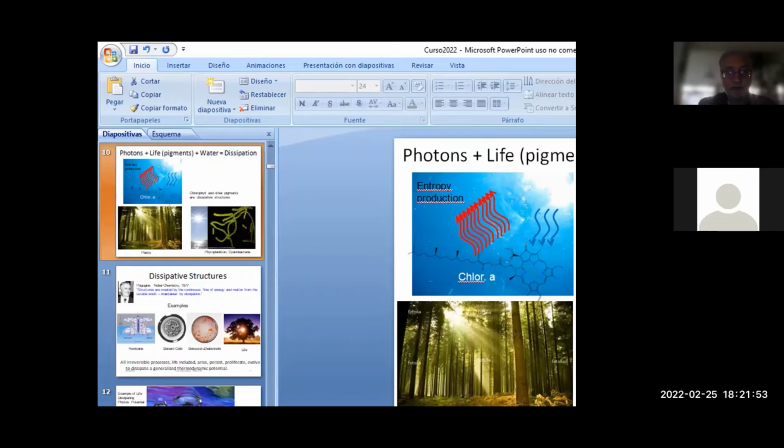Okay, so all irreversible processes, life included, arise, persist, proliferate, and evolve to dissipate a generalized thermodynamic potential. So I've talked a little bit about arising, this spontaneous structuring of the material over a generalized thermodynamic force. Persistence also, as Prigogine says, maintaining the system through dissipation. And proliferation, so I gave the example of an autocatalytic chemical reaction which is occurring. The catalyst, in that case, increases its concentration over what it would be if the system were near to equilibrium.